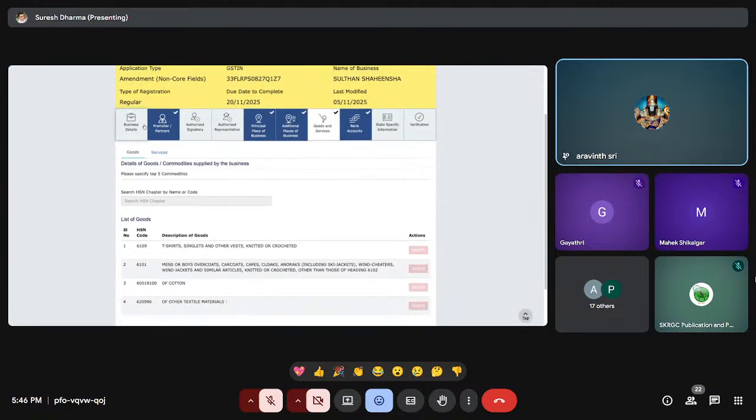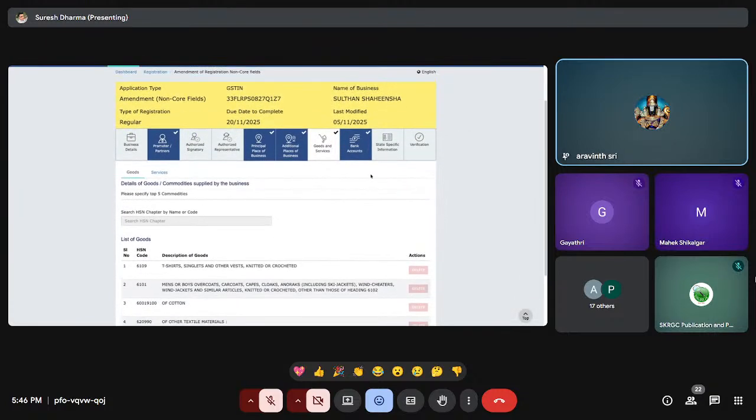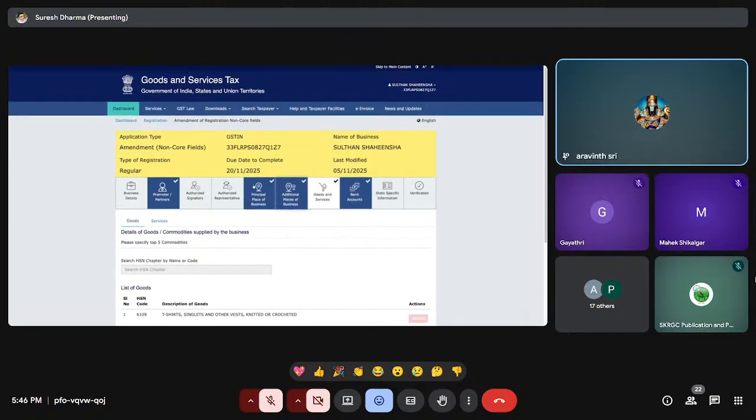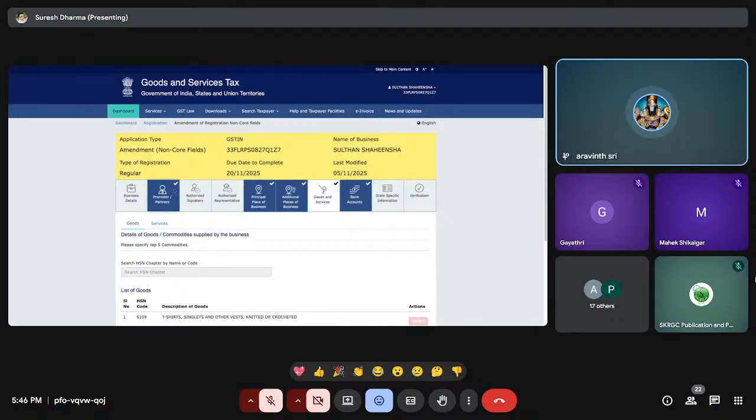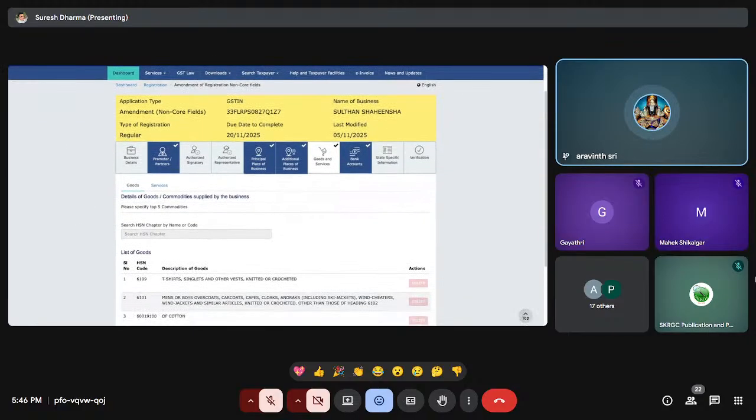Now please see the page of GST. This is how we register GST for the client. I will simply go through how to register for GST. Before that, I finished the HSN.